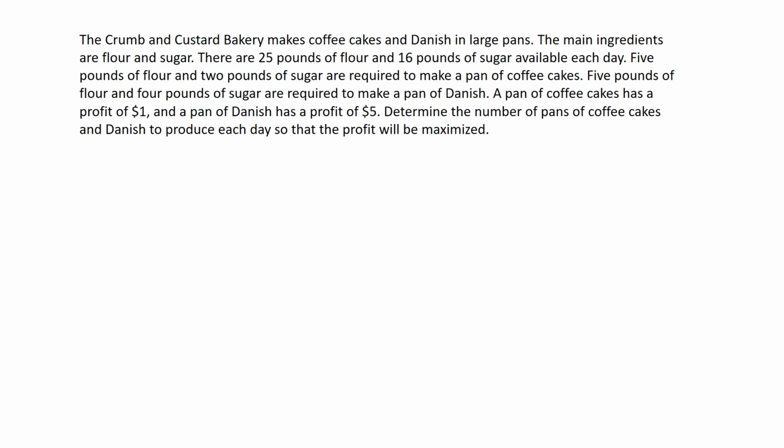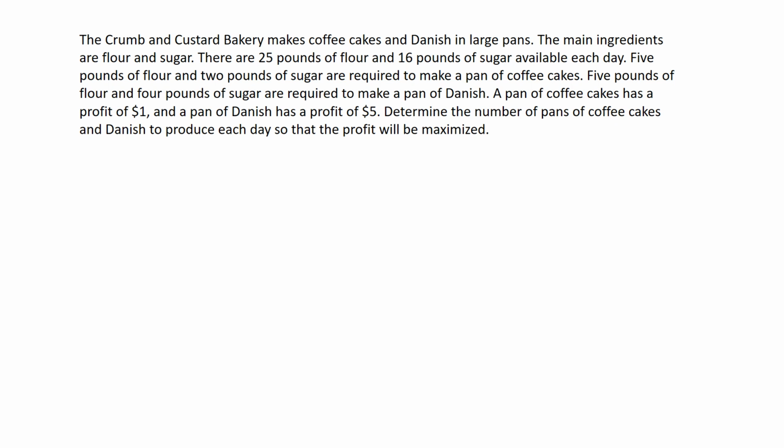First, we consider this word problem. The Crumb and Custard Bakery makes coffee cakes and Danish in large pans. The main ingredients are flour and sugar. There are 25 pounds of flour and 16 pounds of sugar available each day.